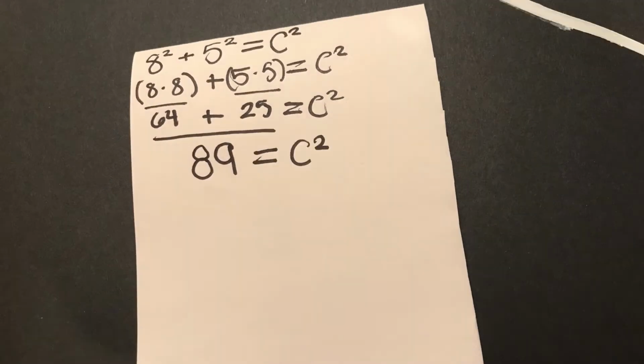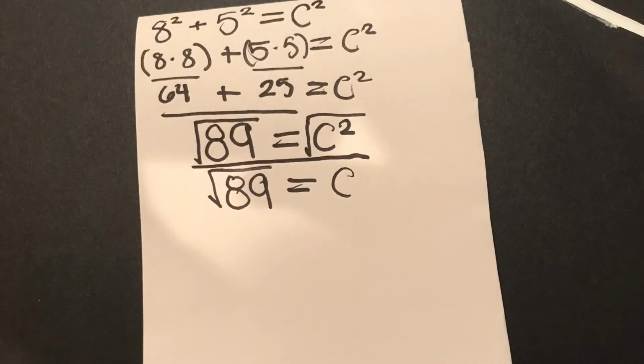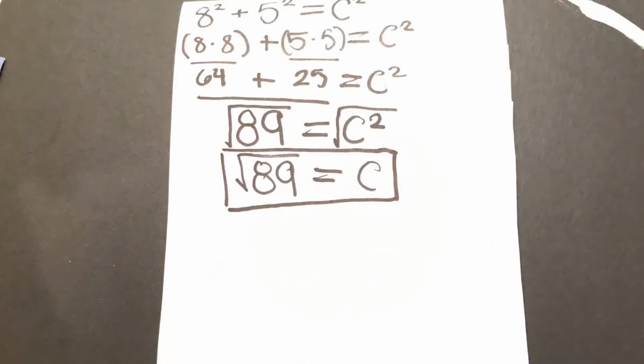Now, to find c, we must find the square root of both of these numbers. The square root of c squared is c, and the square root of 89 is just the square root of 89. So that's our answer.